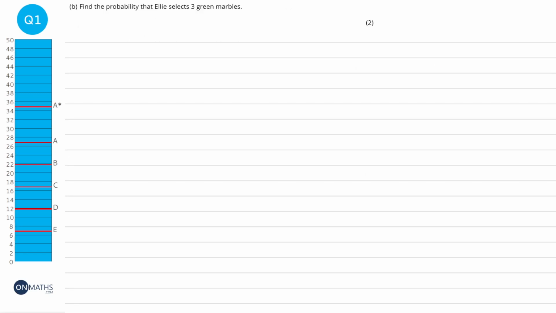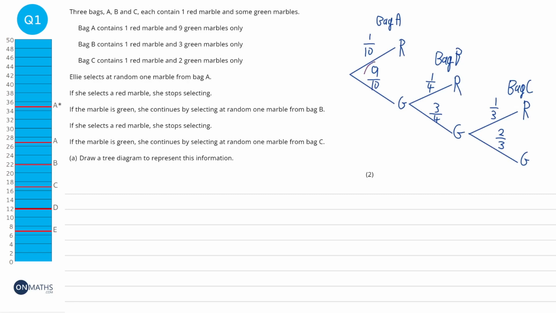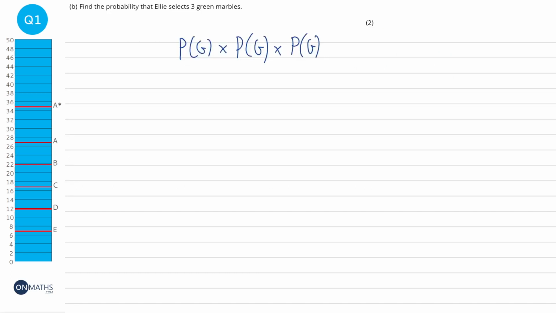In probability, when we are asked to find the probability of 3 green marbles, or 3 of anything, it's more useful to think of it as 1 and 1 and 1. So we're looking for the probability of a green and the word and in probability means times, another green, and another green. So we go back to our tree diagram from part A. So we're looking for the probability of the first green, the second green, and the third green. So that's going to be 9 over 10 times 3 over 4 times 2 over 3, and that will be 9 over 20.